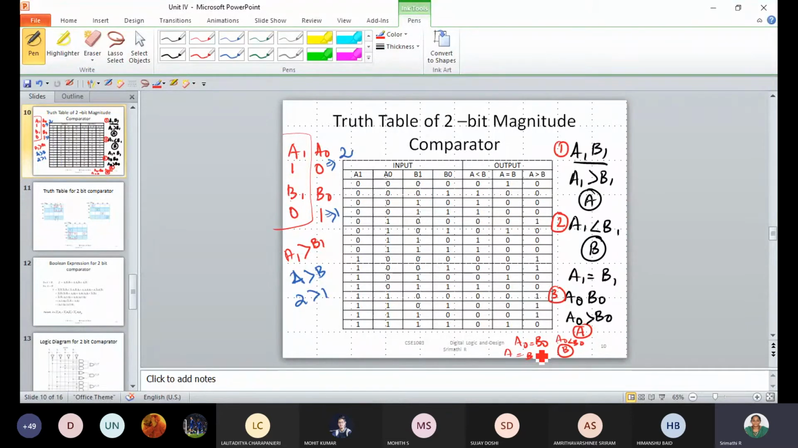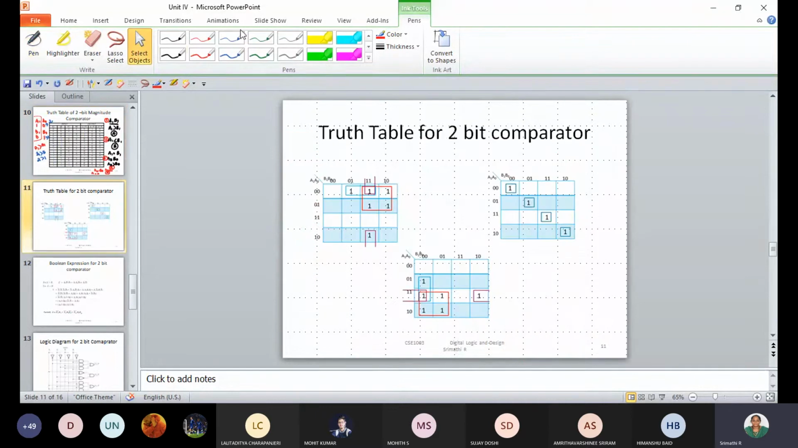So like this, fill up the truth table for the following output functions F1, F2, F3. You need three truth tables with four input combinations. This is the truth table for the 2-bit comparator. The 4 cross 4 I have already combined and kept. This is the truth table, and you try the rest by yourself.